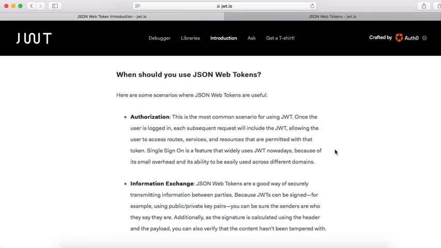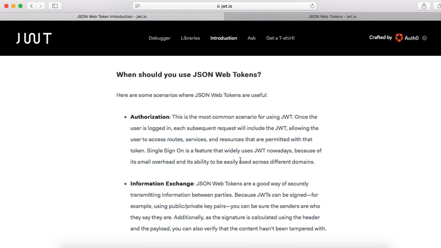The next is information exchange. Because JWTs are secure in terms of digital signature, they can be easily used for information exchange between sender and receiver. And if a JWT is changed, even a single character, it won't be the same JWT that it was earlier. So it means that we cannot tamper with a JWT, because then it will be a different JWT altogether.